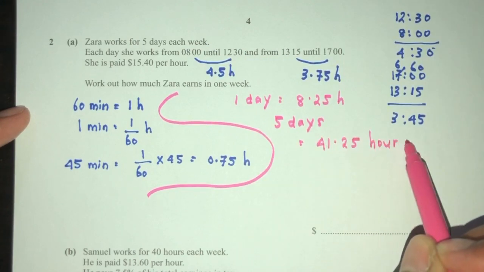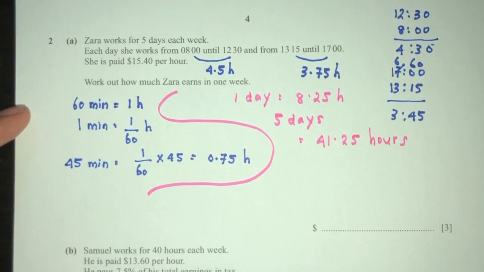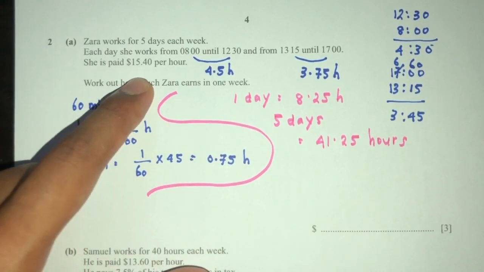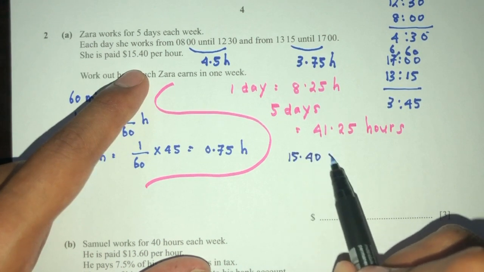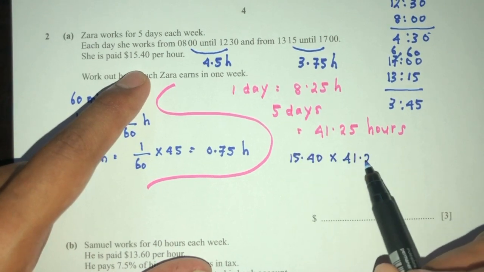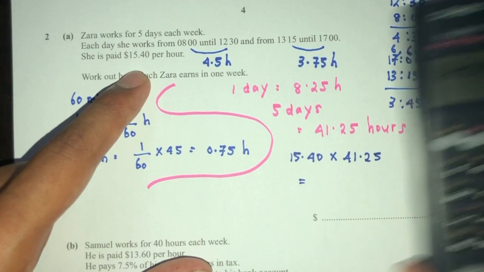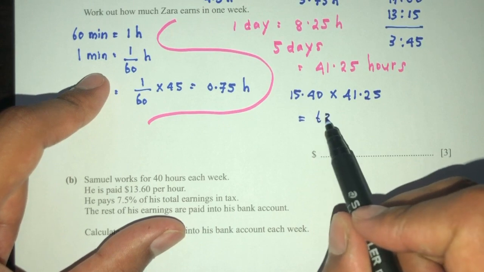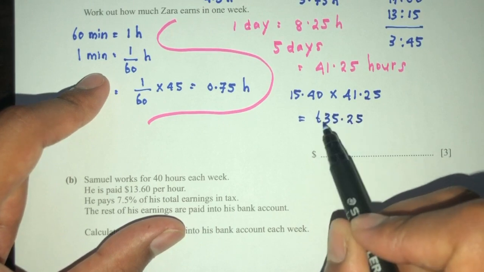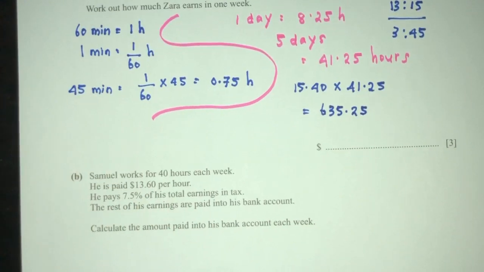Now we want to know how much she makes, right? But we know that 1 hour she earns 15.40, so we can say that will be 15.40 times the number of hours she works during that week. That will be 635.25. That is your answer for part A of your question.